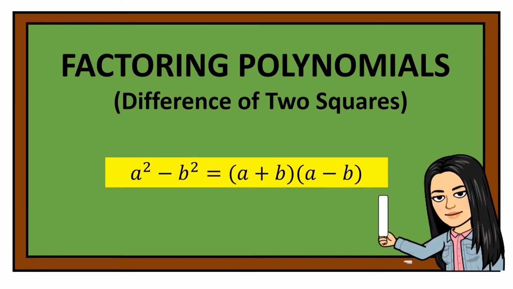Our lesson for today is about factoring polynomials, particularly difference of two squares. So the pattern in factoring the difference of two squares is this one. If we have a squared minus b squared, the factors is equal to a plus b times the quantity a minus b.